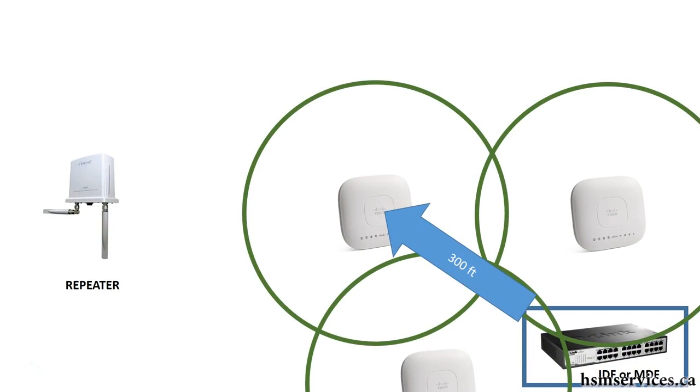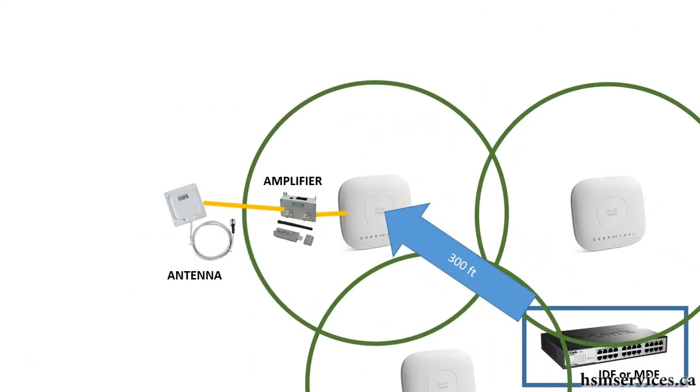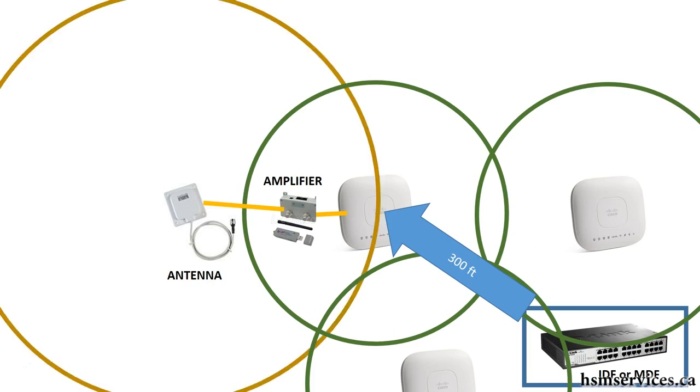The other option is, let's say we couldn't build an IDF out here, then we just add a repeater, and the repeater picks up the signal, and the repeater has a coverage area. Or we can add an amplifier to our access point and then add an antenna, and an antenna has a coverage area. It's much larger, and now we don't need to build an IDF. That's another option.